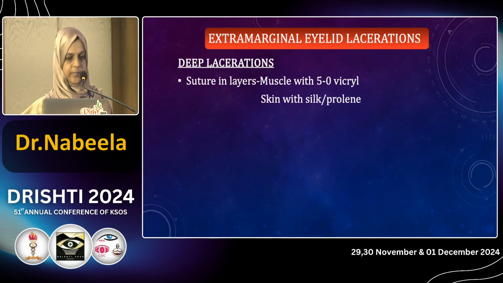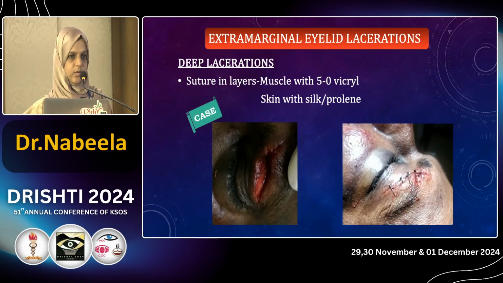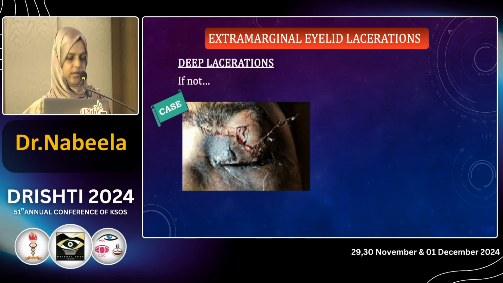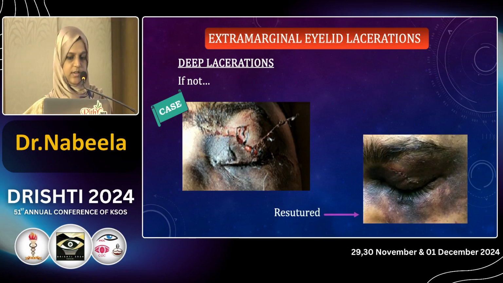silk or Prolene. So this is a case of a deep wound sutured in layers to give a good apposition like this. So if not done, it may result in a bad wound like this where you can see tissues protruding in between. So this was a wound which came, it was opened up, resutured in layers to give a very good apposition like this.